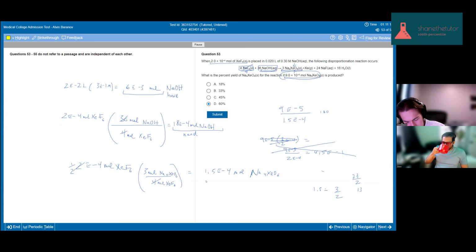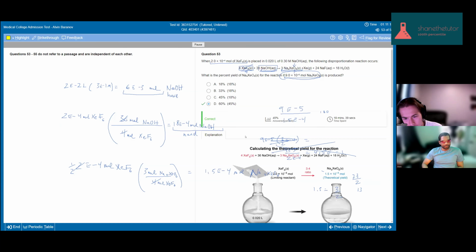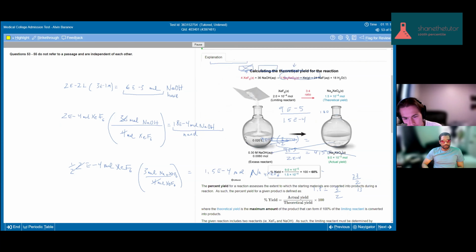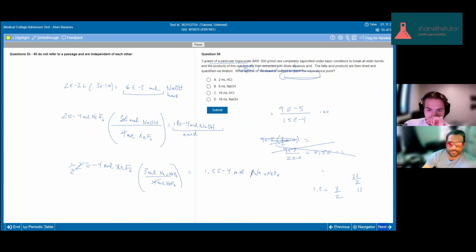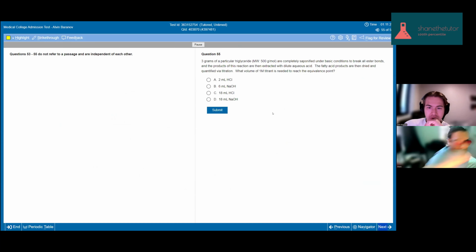So here, basically, which reactant do we use? Whichever one is the limiting reagent. Yeah, okay. Got it. Now there's this.